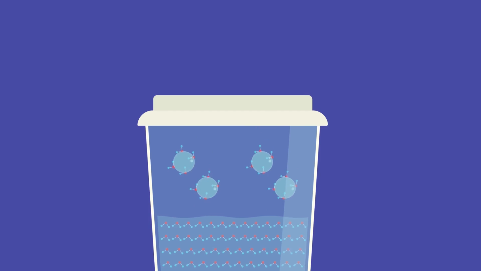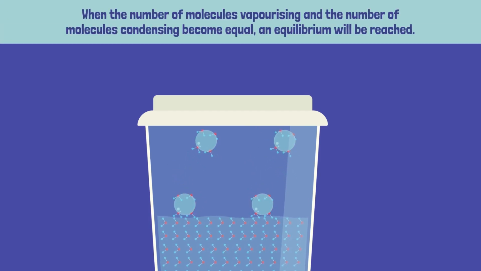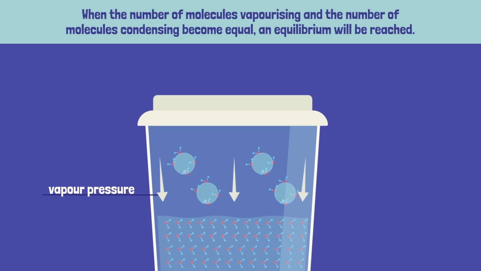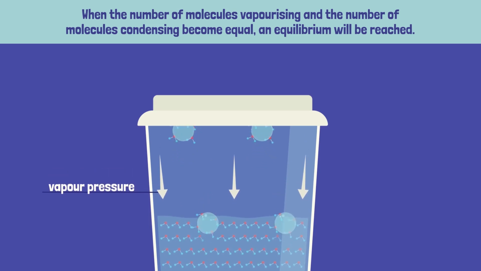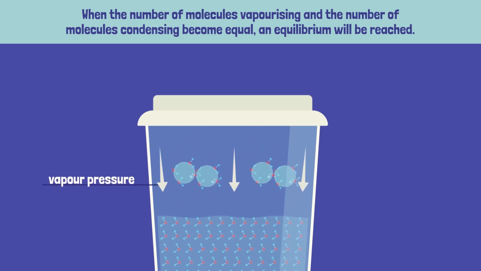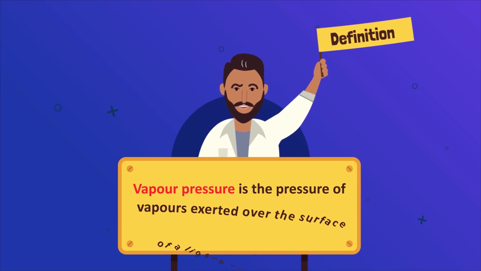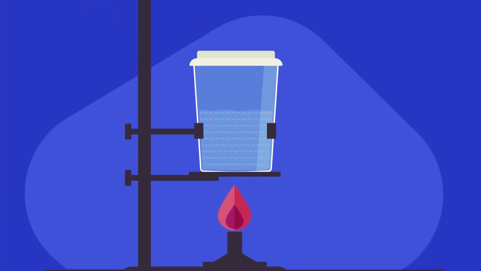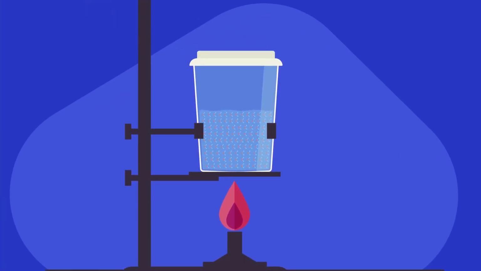Eventually, the number of molecules vaporizing and the number of molecules condensing will become equal, and an equilibrium will be reached. In this state, the pressure of the vapors inside the closed container is called vapor pressure. Vapor pressure is the pressure of vapors exerted over the surface of a liquid in an equilibrium.